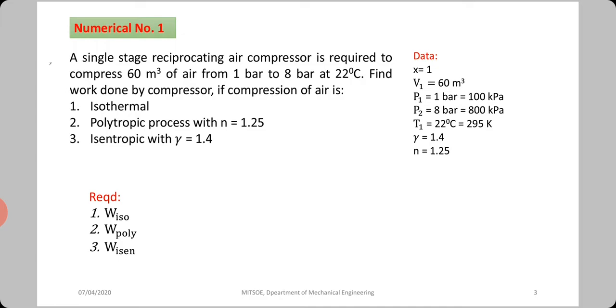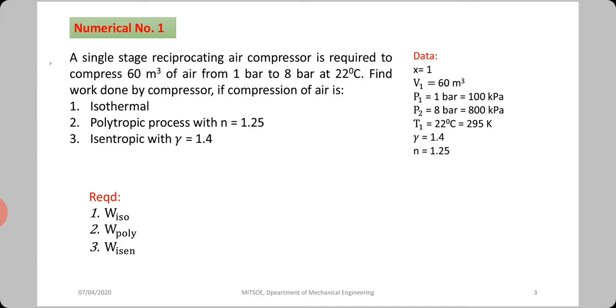Whenever I am reading the statement of the numerical, at the same time we are trying to interpret the data and we are going to write that below the data. A single stage reciprocating air compressor. Now, the number of stages is indicated by letter X. So X is equal to 1 because it is a single stage.